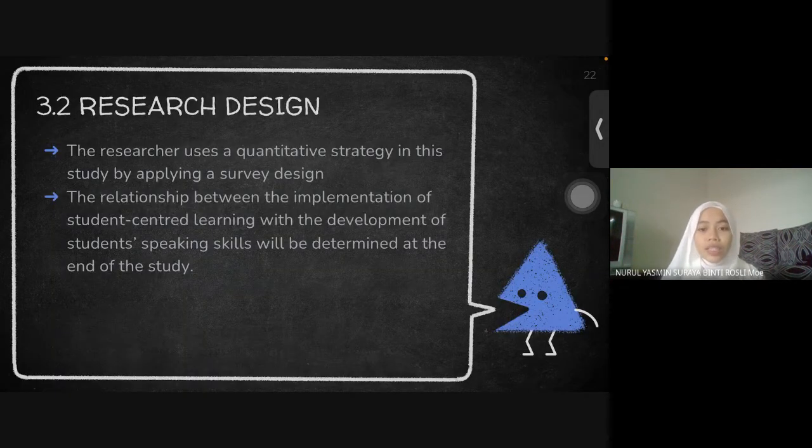So for this research, the researcher uses a quantitative strategy in this study by applying a survey design, and the TESL pre-service teachers will be provided with a questionnaire through a Google Form to assess their perception of implementing student-centered learning in Year 5 ESL primary classroom in developing student speaking skills. Through this research, the relationship between the implementation of student-centered learning and the development of student speaking skills will be determined at the end of the study.